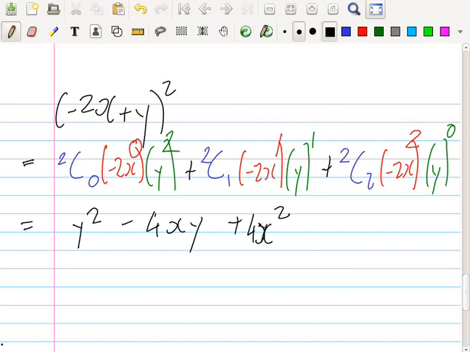So no need for the triangle. You can just use the calculator to get these coefficients here.